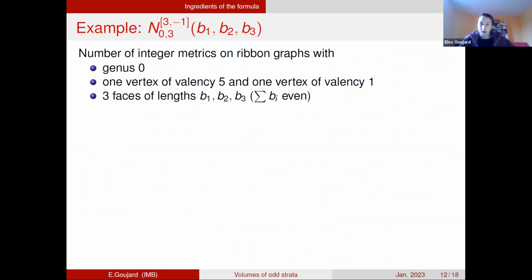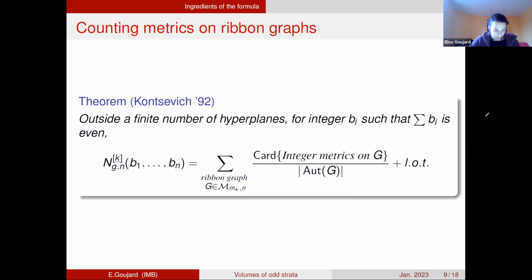So let me do a small computation as an example for the polynomial N03 with singularity 3, minus 1. Sorry. Okay. So if I look at the formula that I put here, what I want to count is the number of integer metrics on ribbon graphs with this singularity data.